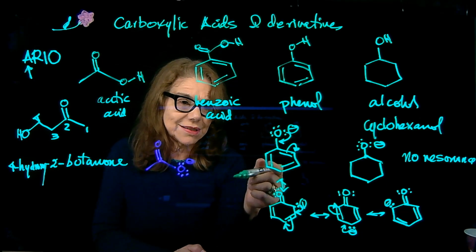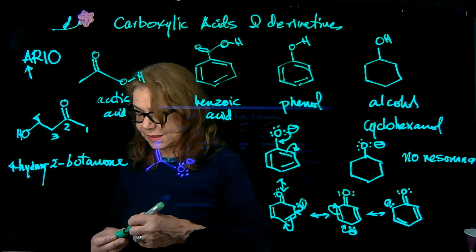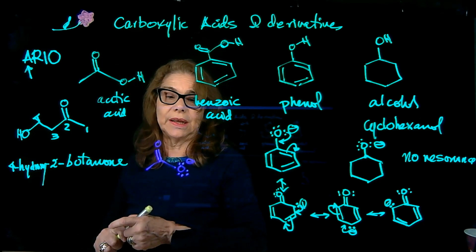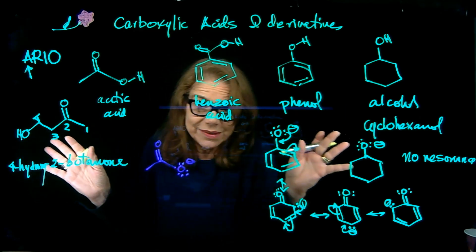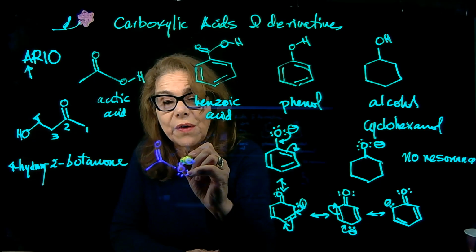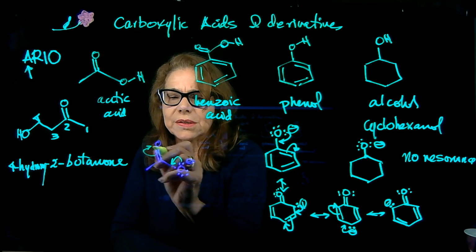Now let's analyze phenol versus a carboxylic acid. When we have a carboxylic acid, we can also have resonance. So again, in all of them, the atom was the same, oxygen, but here you have an allylic lone pair, so you can do resonance here.